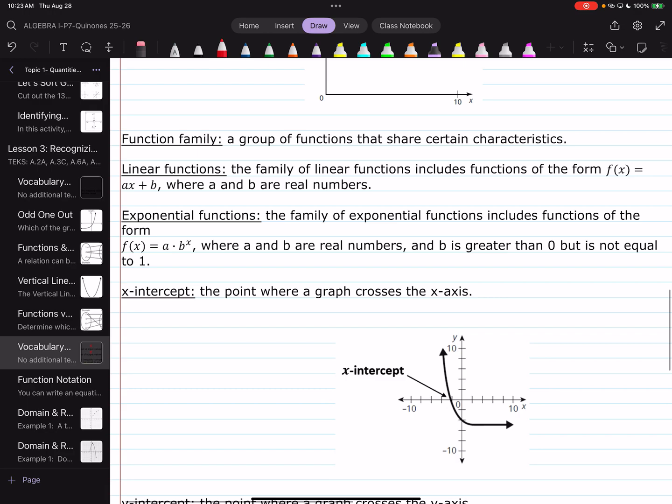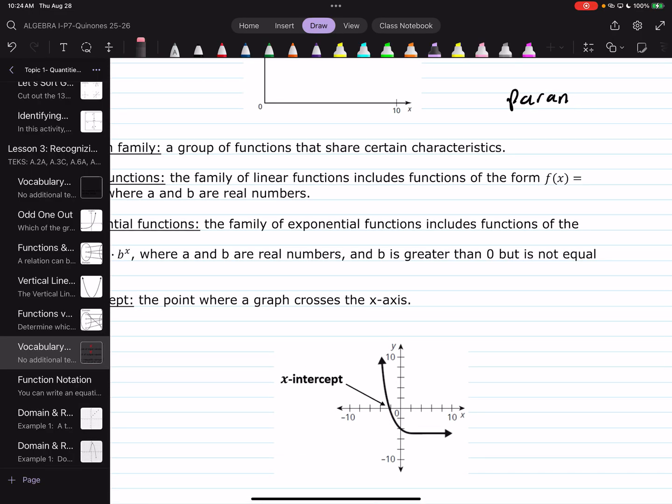All right, function family. This is a group of functions that share certain characteristics. In this class, we're going to cover 3 big functions, right? And a lot of them derive from one parent function, right? We have just like you, right? We all have some type of parent, right? Oh, didn't spell that right.